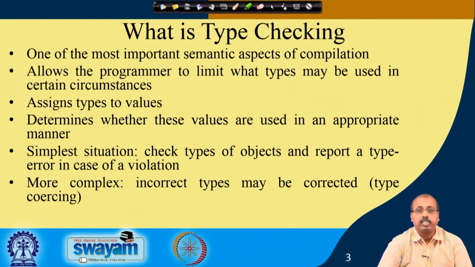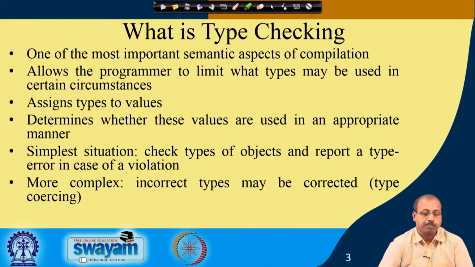That is why it is a semantic aspect, not a syntactical aspect, and it allows the programmer to limit what types may be used in certain circumstances. As I was telling, certain operators are applicable on certain operand types only. If you look into the programming language manual, it will tell you the expected operand types for different operators, and the programmer has to follow that. But who will check this?